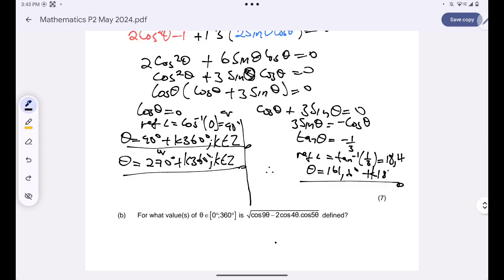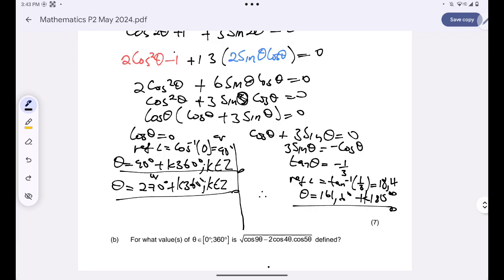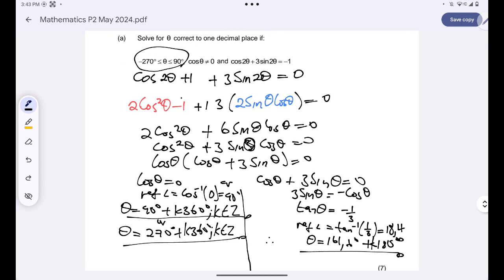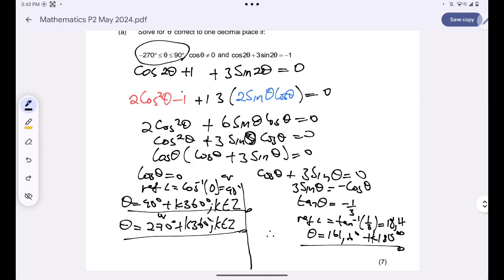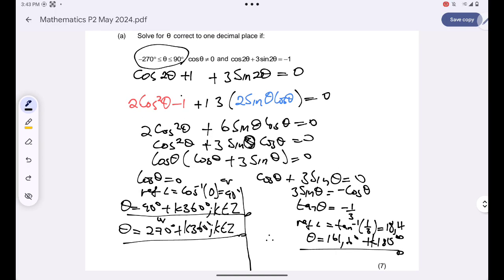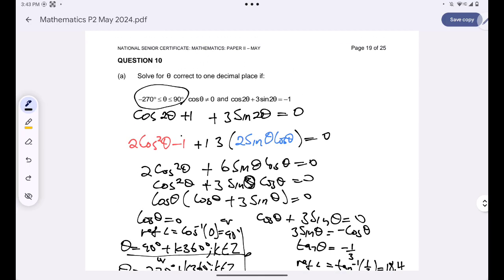Tan is K180, okay? Now let's find the actual angles. Keep on substituting different values of K to find the actual angles which are within that domain. I'll write them here.